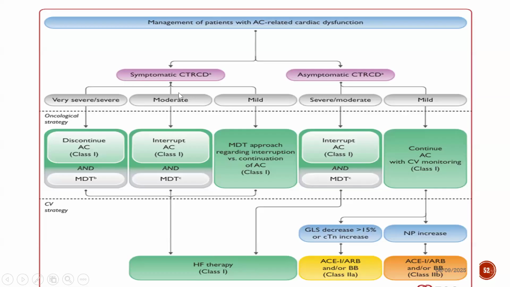And then for the symptomatic patients, for those who have mild symptoms, they will require a multidisciplinary team approach regarding the need to either interrupt or continue their anthracycline therapy. So this decision will be taken based on the patient's parameters. And for all symptomatic patients, they should have heart failure therapy. For those who are moderate, they have their treatment interrupted whilst they go onto the heart failure treatment.